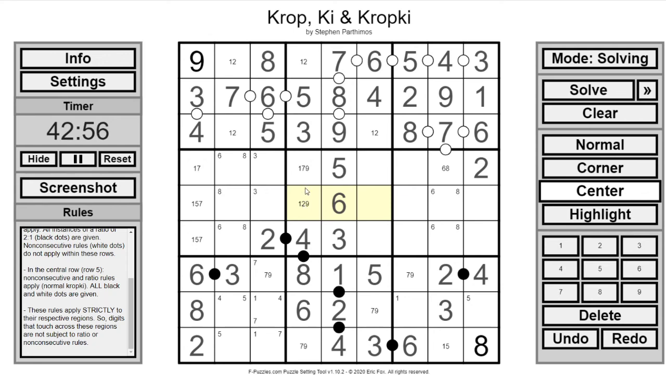Okay, so we got 7 left in these 2 spots. 9 is wild still.